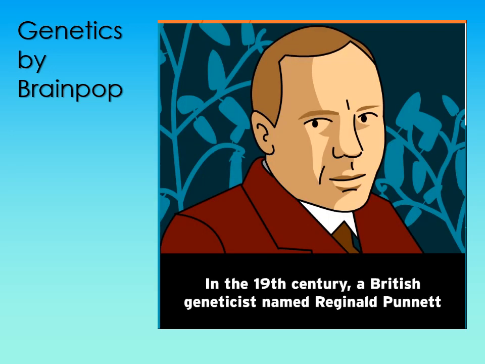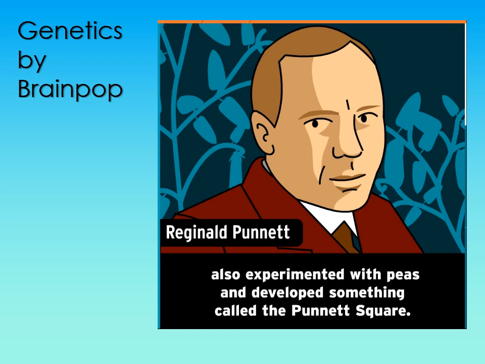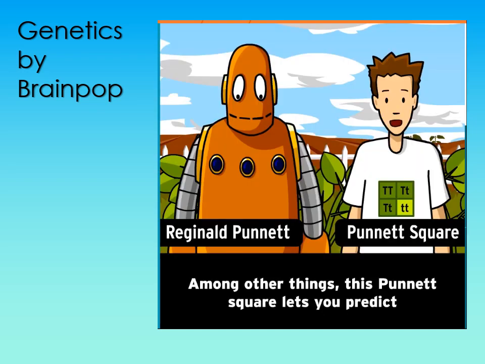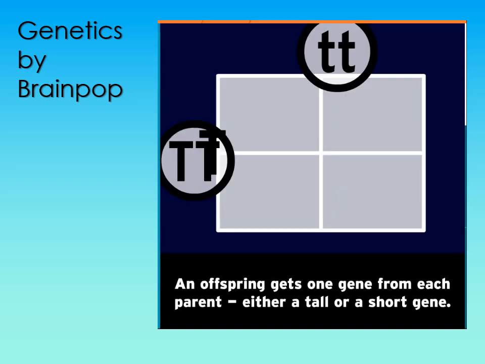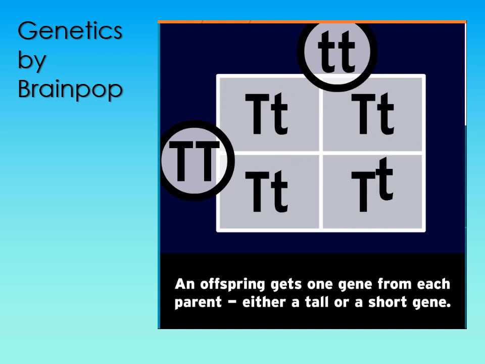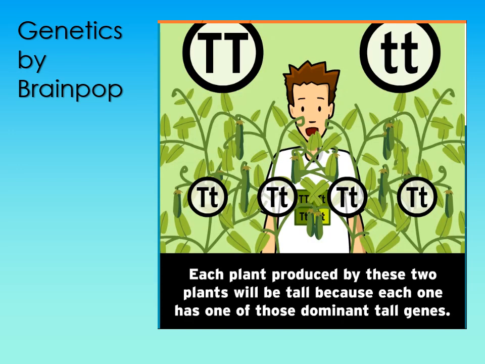In the 19th century, a British geneticist named Reginald Punnett also experimented with peas and developed something called the Punnett Square. Among other things, this Punnett Square lets you predict the likelihood of what you would get if you crossed a tall plant with a short plant. An offspring gets 1 gene from each parent, either a tall or a short gene. Each plant produced by these 2 plants will be tall because each one has one of those dominant tall genes.